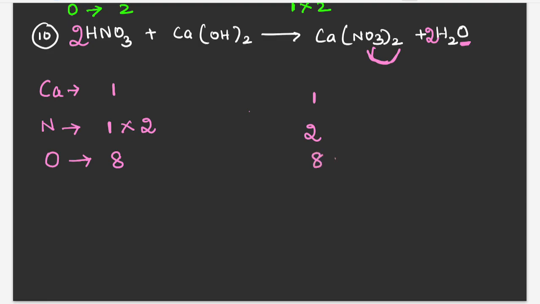So it is balanced. Next we will go for hydrogen, whether hydrogen is balanced or not. So now 2 hydrogen and 2 hydrogen. So total 4 hydrogens are there, 4 hydrogen atoms. On the other side you check, 2 2s are 4. So we have 4 hydrogen atoms on the other side. So it is balanced. So this is the balanced chemical equation.